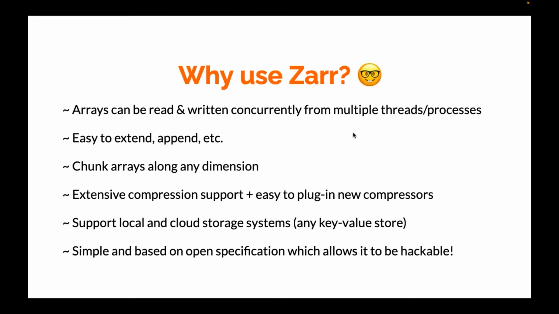And as I've also mentioned earlier, there's extensive support for compression. We are always in pursuit of adding new compressors to our numcodecs library, but there's already a large list of compressors, so you can choose any compression according to your use. And as I've said earlier, any key-value interface system can use a Zarr store, so it supports both local and cloud storage systems. And it's based on a specification, which allows it to be hackable. I will be talking a bit about the specification in the next slides.